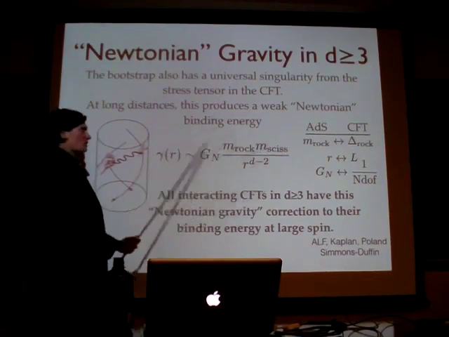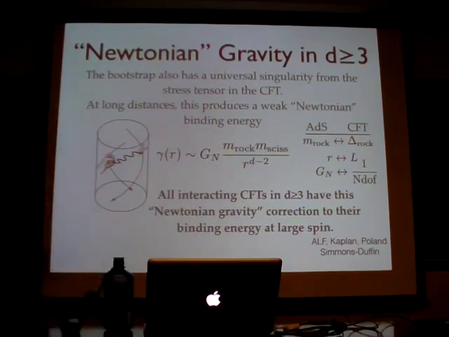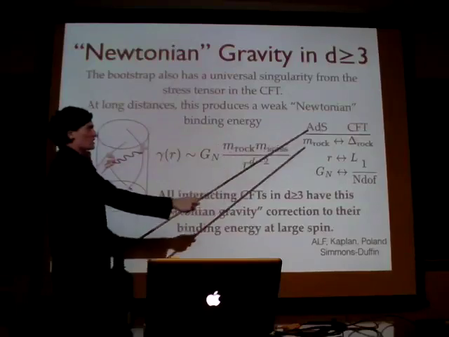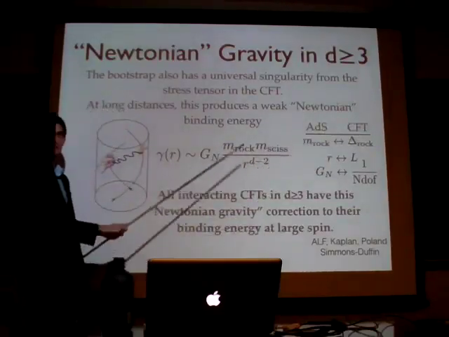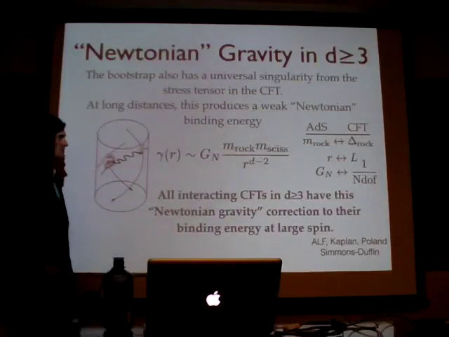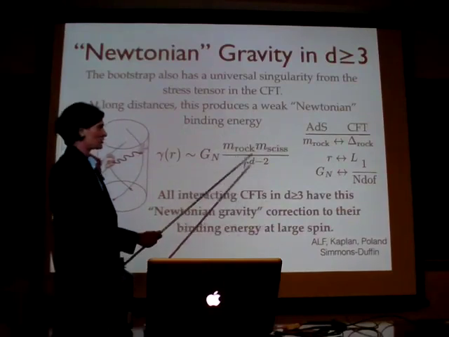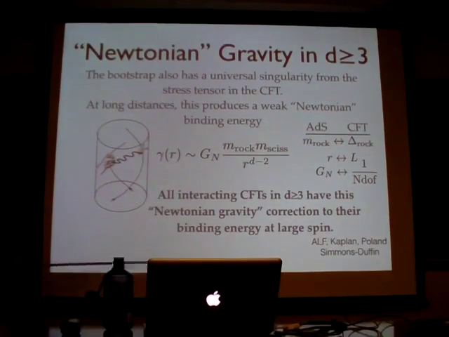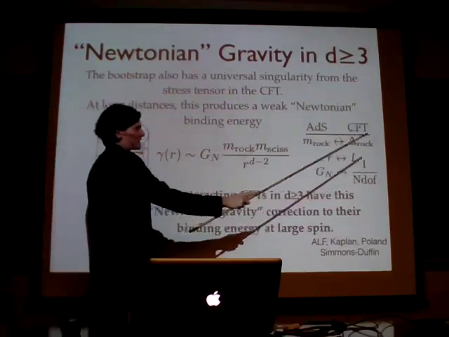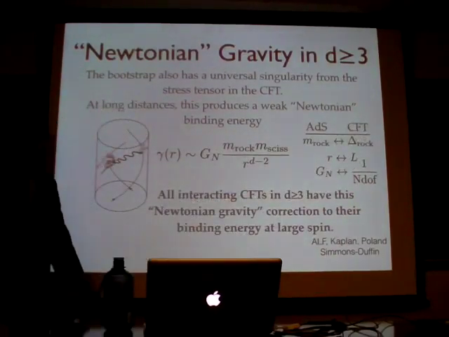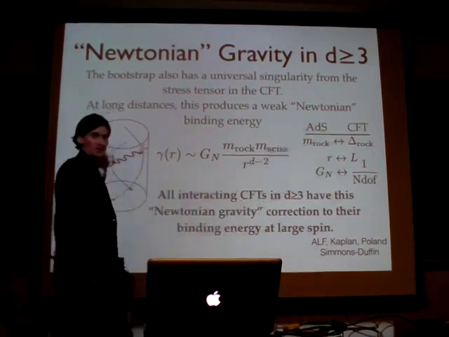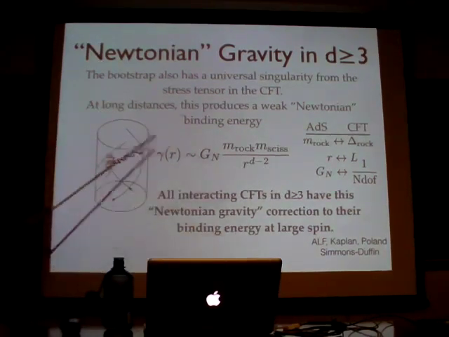To write it in this form, I've translated CFT quantities into AdS quantities. So m shows up as the dimension of the operator, because energies and dimensions are related to each other. The radius shows up as the angular momentum. And G Newton shows up as something that is essentially 1 over the number of degrees of freedom. More precisely, it's 1 over the central charge.